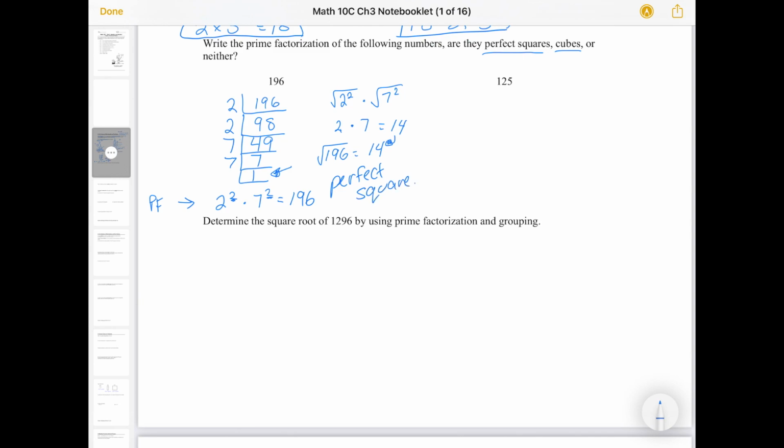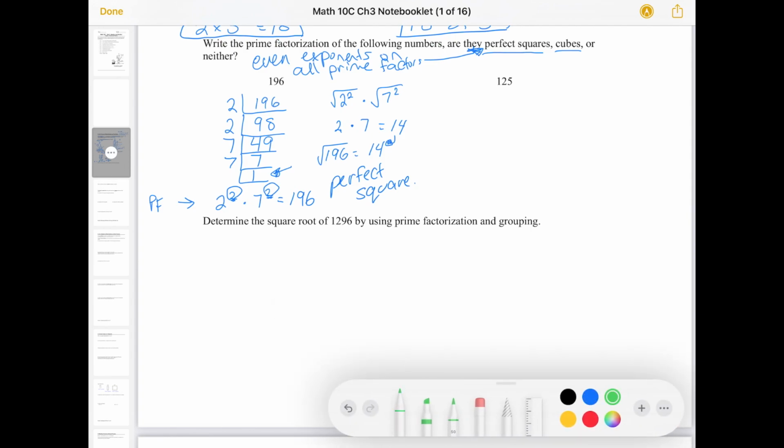In order to be a perfect square, I need to have even groupings on all of the exponents in my prime factorization. So they don't need to be 2, they could be 4s, they could be 6s, 8s, but I need even exponents on all prime factors. That's how I'm going to get a perfect square.